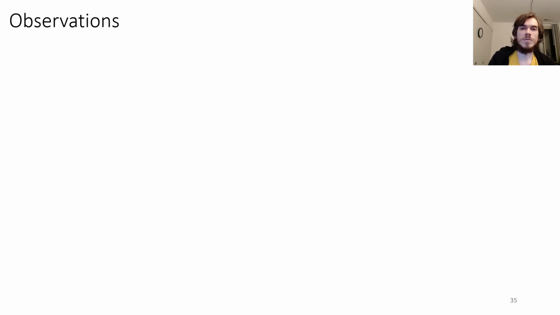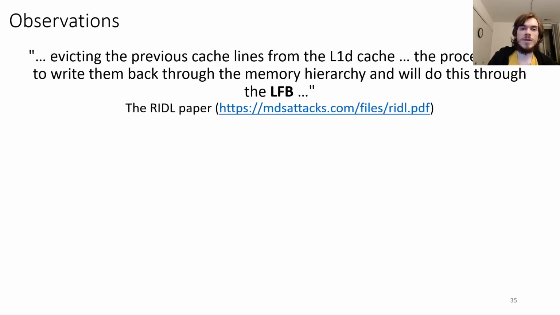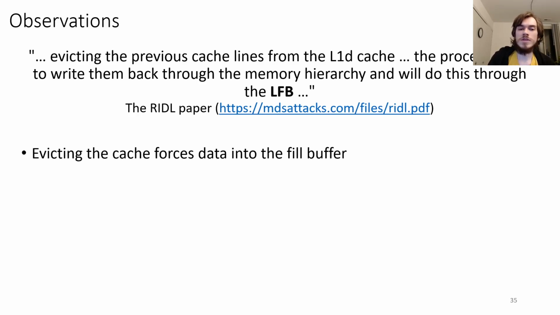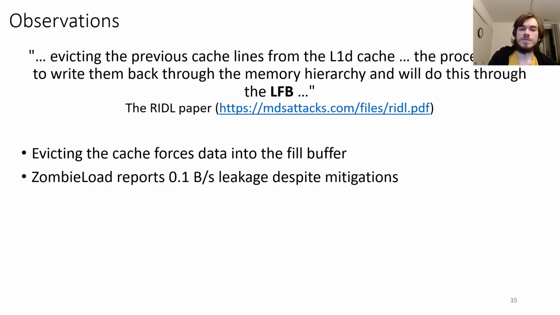So let's have a look at some observations. The real paper mentions that when evicting the previous cache lines from the L1D cache, the processor has to write them back to the memory hierarchy and will do so through the line fill buffer. What this really means is that evicting the cache forces data into the fill buffer. And ZombieLoad even reports a 0.1 bytes per second leakage despite these mitigations. And this residual leakage is actually worse.